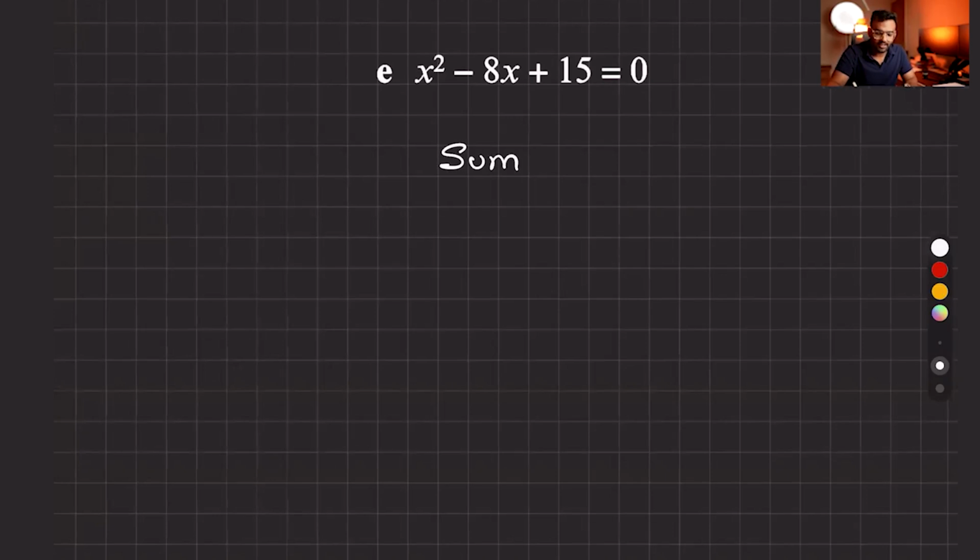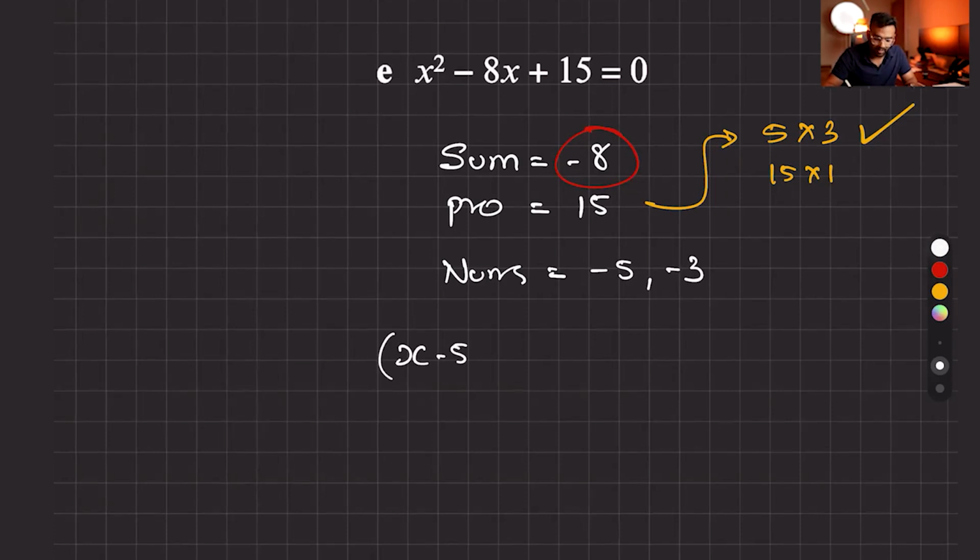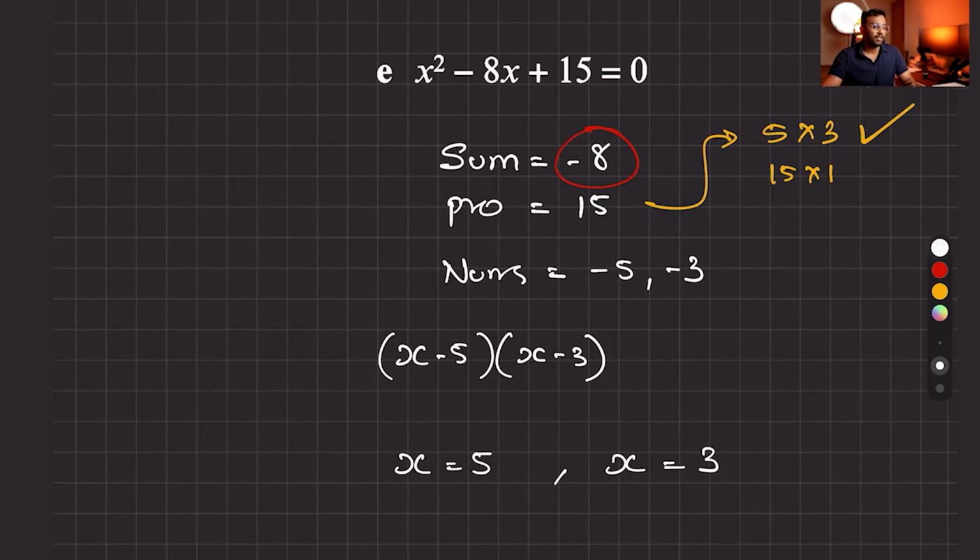So what's the sum, guys? Sum is minus 8. What's the product? It's 15. What are the numbers? I don't know the numbers. I'm stuck. I go for the factors of 15. 5 times 3, 15 times 1. Oh, I know 5 times 3 must be the one because somehow I have minus 8 over there. So what are your solutions? That would be minus 5 and minus 3. Correct? So it will be x minus 5, x minus 3. These are your factors. What are your solutions? x equal to 5 and x equal to 3. Okay?